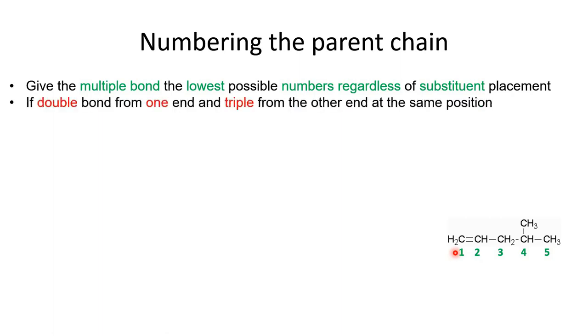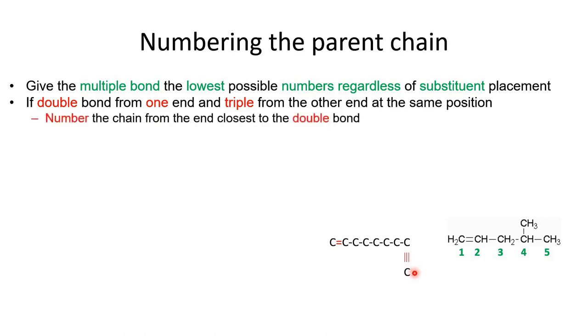If a double bond is present from one end and a triple bond from the other end and they are at the same position, for example in this compound, you can see that from this side the double bond is at carbon number 1 and from this side the triple bond is at carbon number 1, then number the chain from the end closest to the double bond, that is from this side. So the numbering will start from the double bond side.